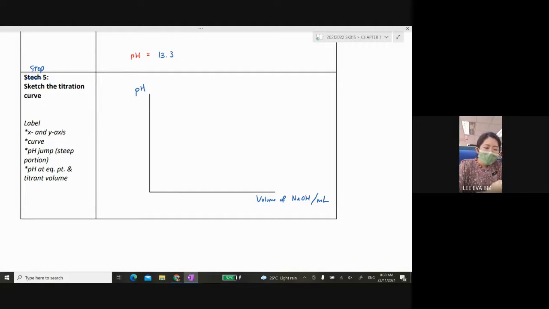Okay, so our initial pH is before adding any titrant. So when the volume of NaOH is zero, that means it is initial. The initial pH from your calculation is 1.0, or depends on the analyte HCl. Kita plotkan dekat sini satu point. Okay, what is your pH value at the equivalence point? Just now you have already identified, right? So what is the pH? 7. Okay, so madam draw it over here: pH equals 7 at equivalence. How about the volume for the equivalence point?